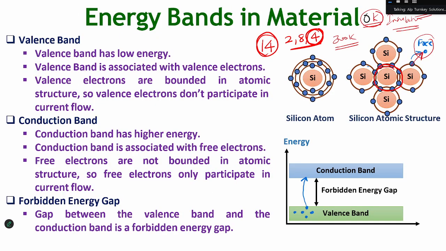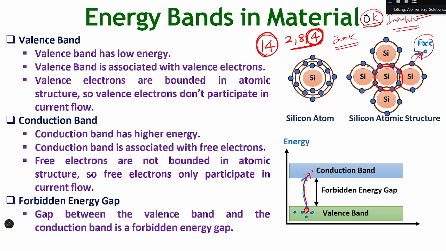At 0 Kelvin, silicon acts as an insulator, but at 300 Kelvin, room temperature, the covalent bonds break and electrons become free, jumping from the valence band to the conduction band. Some electrons acquire energy and jump across. However many electrons are formed in the conduction band, that many holes are formed in the valence band.